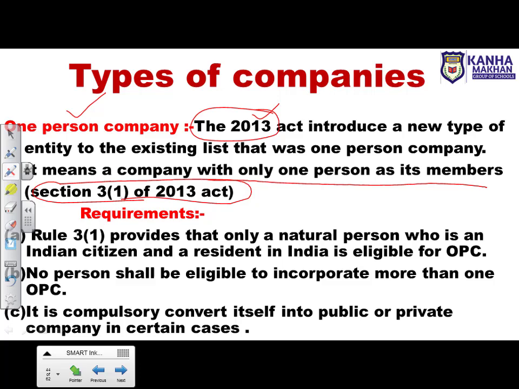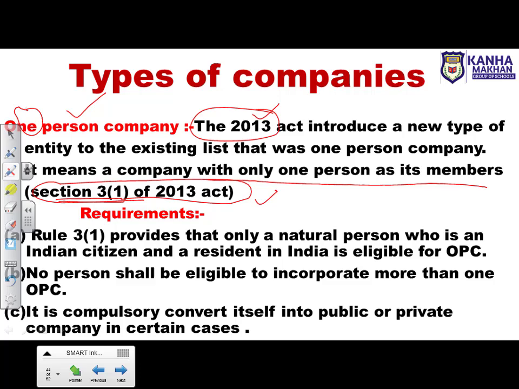So the section applicable to the one-person company is Section 3, and according to Section 3 paragraph 1 only, this one-person company was introduced by the 2013 Amendment Act. Okay, so what are the requirements? What is the requirement of this one-person company? See, one-person company simply means, as the name says, one person. Here only one person is required to start or form the business.